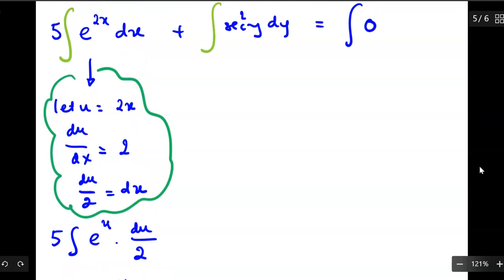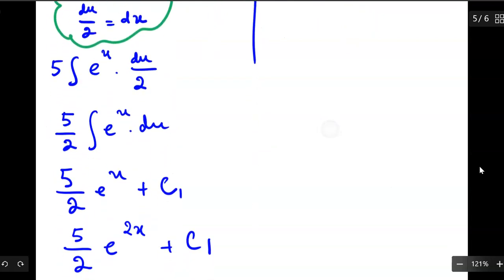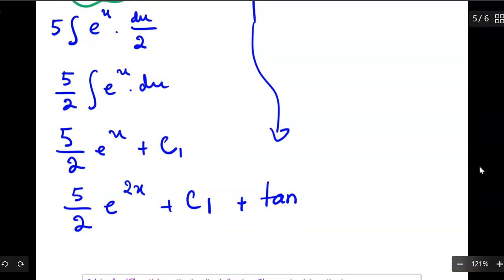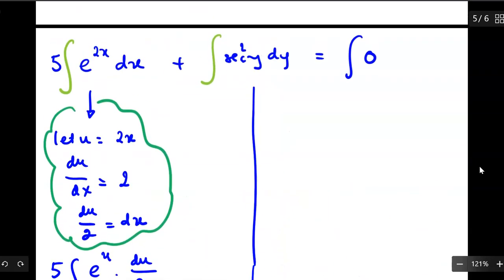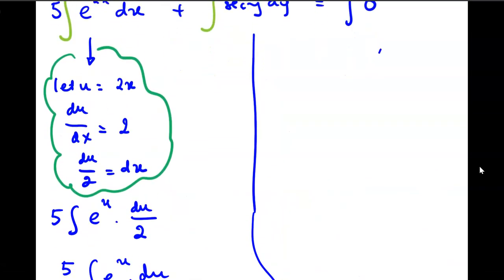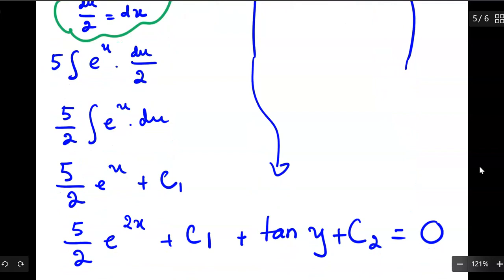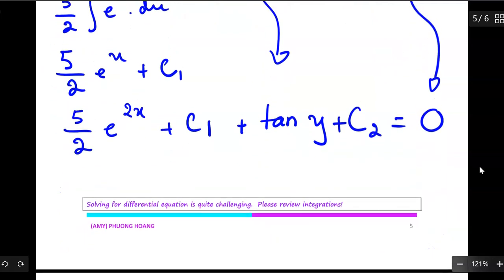Now I'm going to bring this all the way down, because this is in fact equal to tangent of y plus c1, plus c2 in this case, because I already used a c1. So equal to 0, because on this side the integral of 0 is just equal to 0. Okay, so the 0 still stays on this side of the equation.